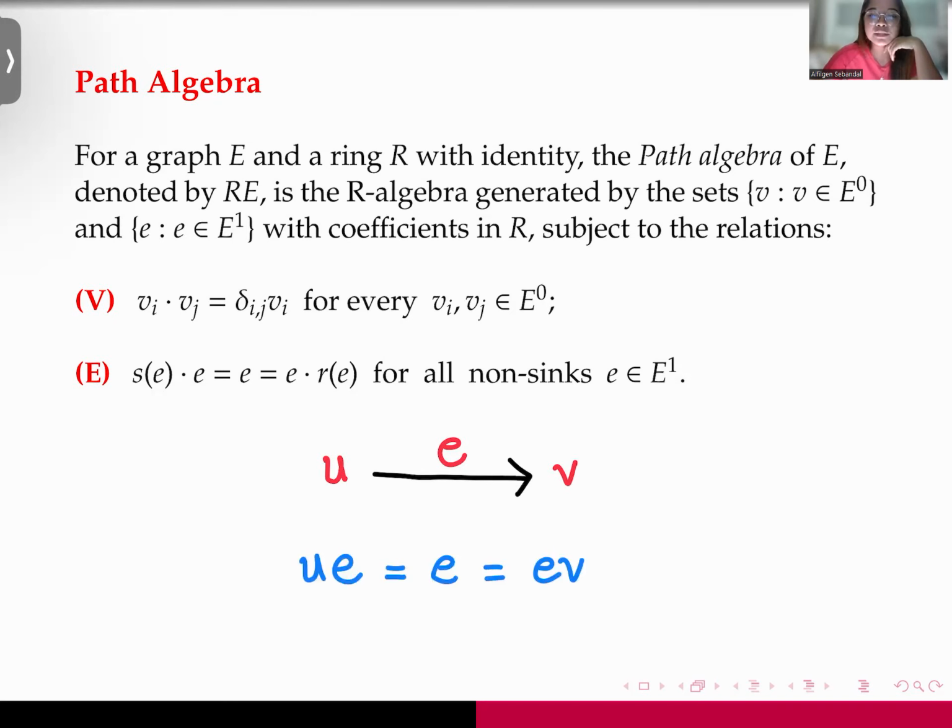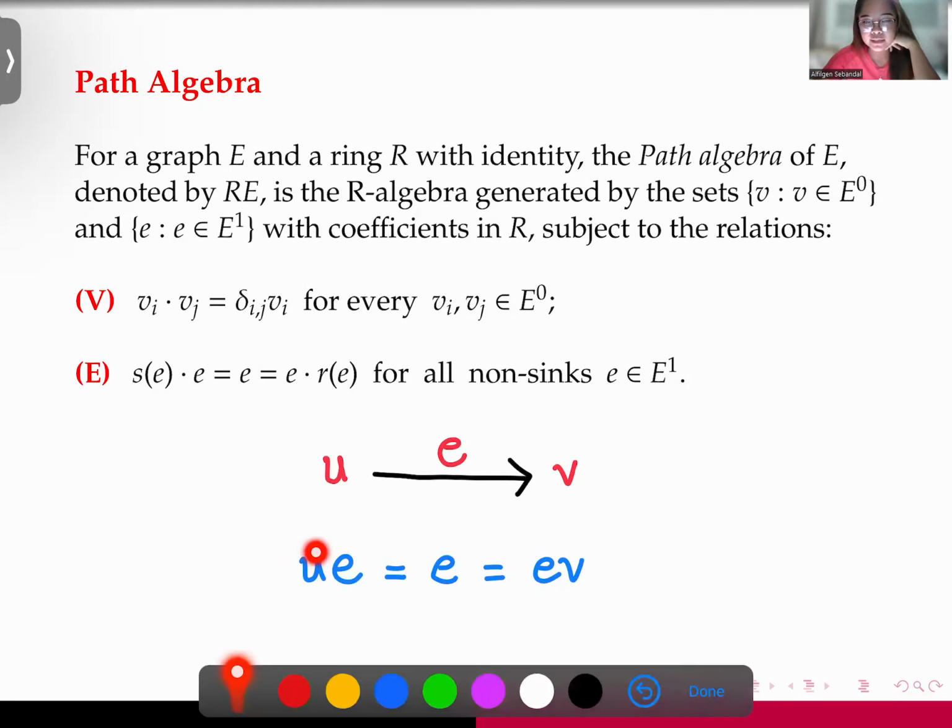Now, if we multiply a vertex and an edge, there is some sort of absorption of the vertex. If the vertex located on the left is the source of this edge, then it absorbs it, giving us E. Similarly, if it's written on the right, if this vertex is the range this time, not the source, because it's written on the right of this edge, then it also absorbs the edge.